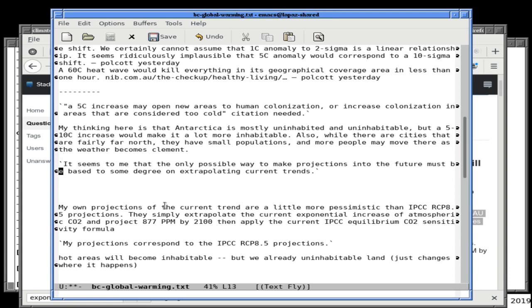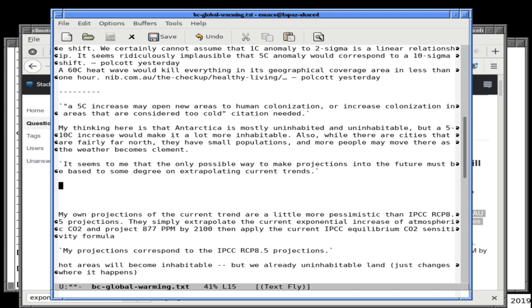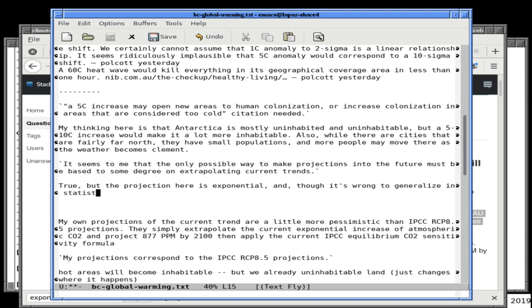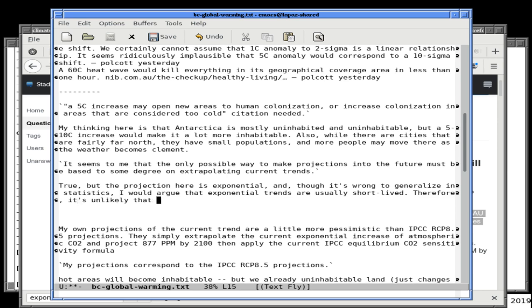So here I'm sort of more contradicting the IPCC, but let's go ahead and do that. True, but the projection here is exponential, and while it's impossible to make general, though it's wrong to generalize in statistics, so there's my little catch-all, I would argue that exponential trends are usually short-lived. Therefore, it's unlikely that CO2 levels will continue to rise exponentially.